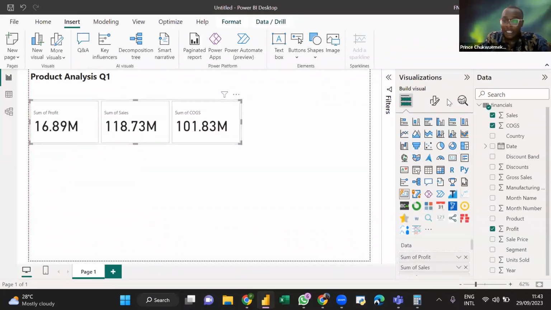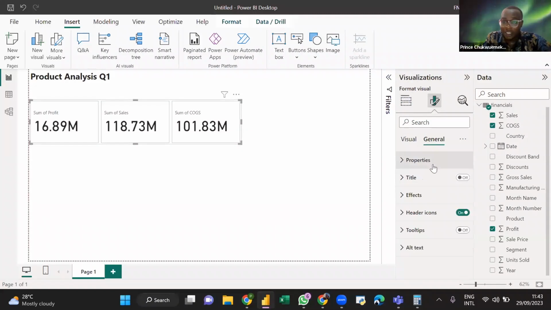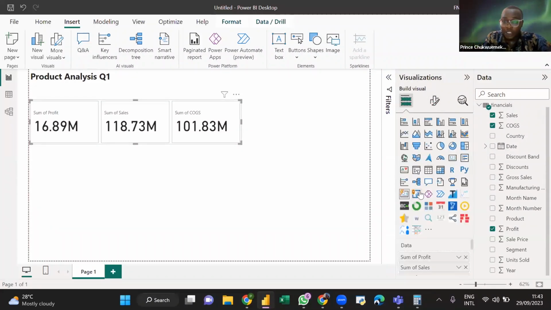Then this is my card. I would want to name it appropriately. So instead of sum of profit, I can just come here, double click, and call it profit. Double click here to rename this as sales.